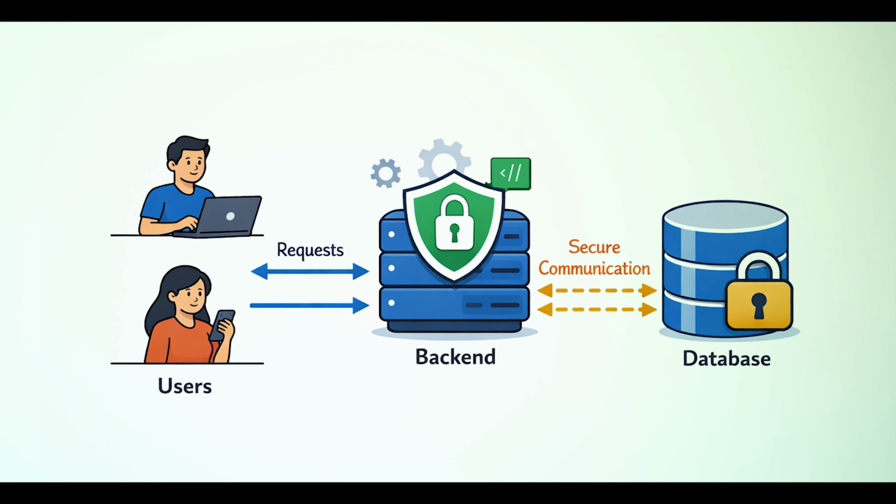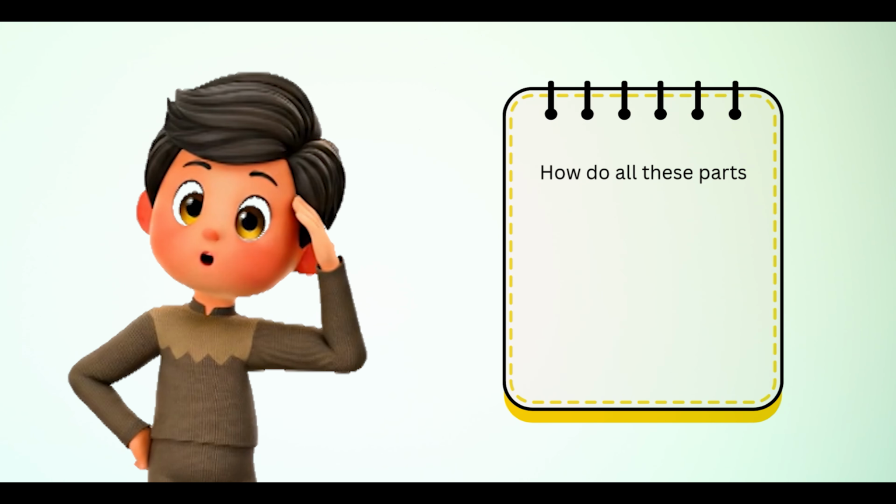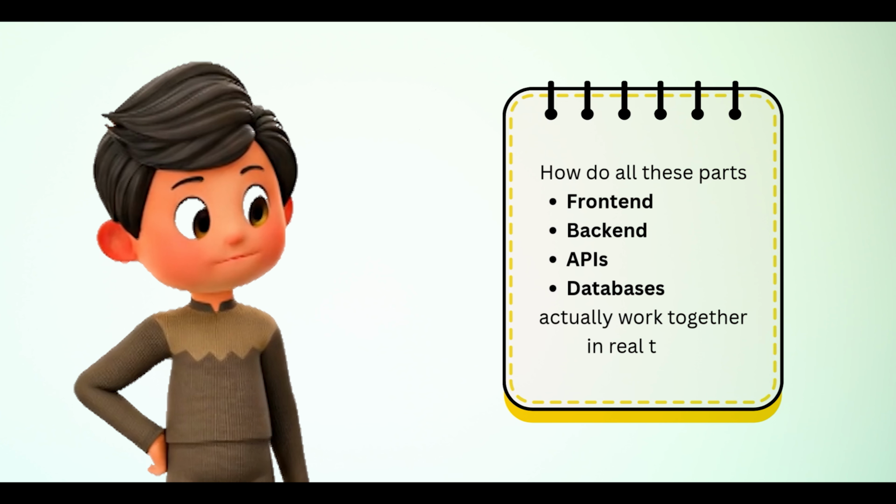So far, we've seen how applications protect their data by placing a backend between users and databases. But this raises a bigger question. How do all these parts, the front end, backend, APIs, and databases, actually work together in real time?